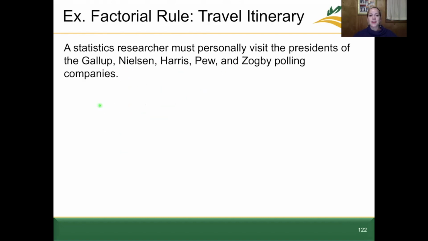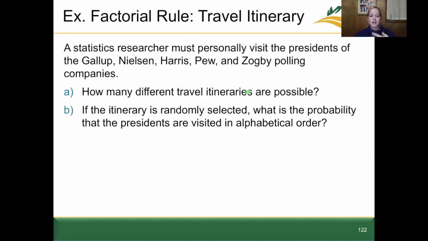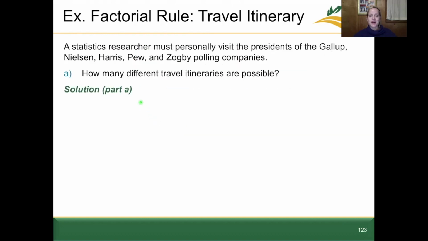Let's do an example now using the factorial rule. Here, a statistics researcher, maybe you, must personally visit the president of all these different polling companies. To be exact, there's 1, 2, 3, 4, 5 different polling companies this researcher is going to visit. In part A, we're going to answer how many different travel itineraries are possible. Then in B, if the itinerary is randomly selected, what is the probability that the presidents are visited in alphabetical order? Let's solve for part A.